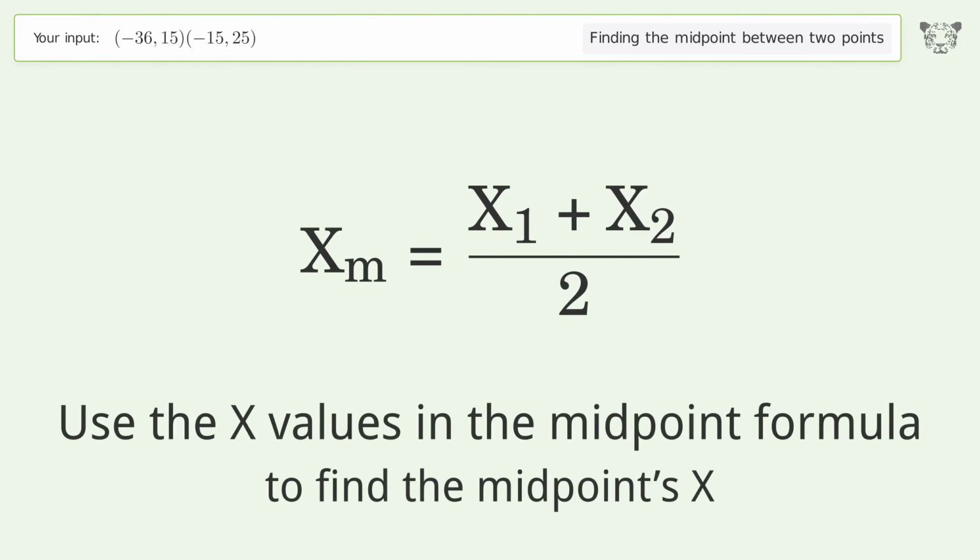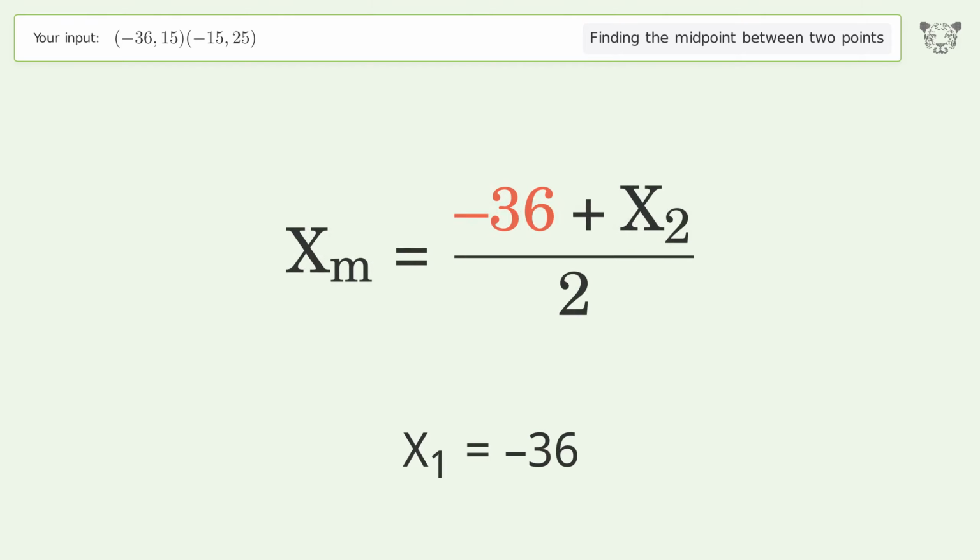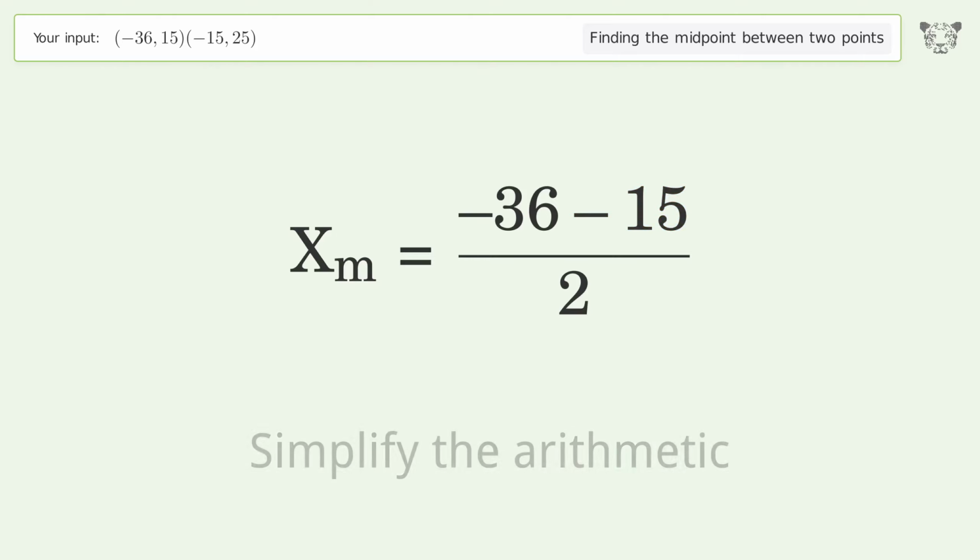Use the x values in the midpoint formula to find the midpoints x. x1 equals negative 36. x2 equals negative 15. Simplify the arithmetic.